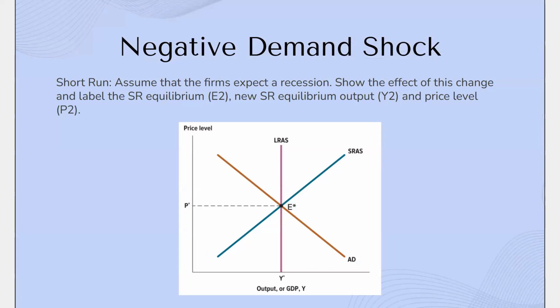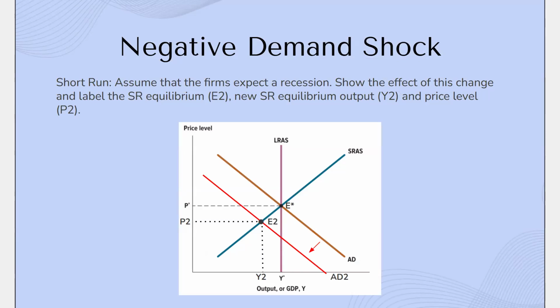The process of a negative aggregate demand shock is very similar. In the short run, assume that the firms expect a recession. Show the effect of this change and label the short run equilibrium, new short run equilibrium output, and price level. Because firms are expecting a recession, we can assume a decrease in investment and thus a decrease in the aggregate demand curve. The curve has shifted to the left.